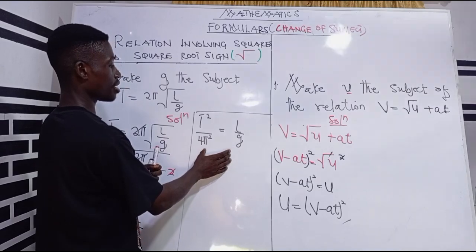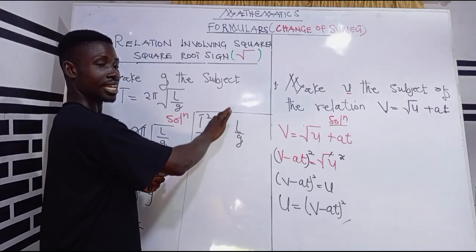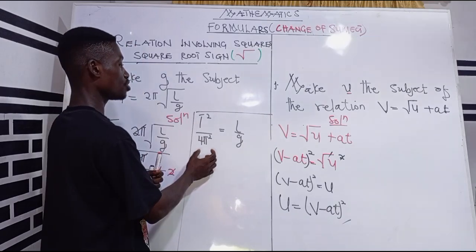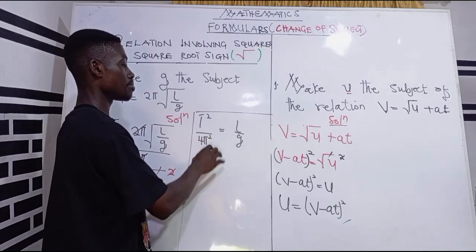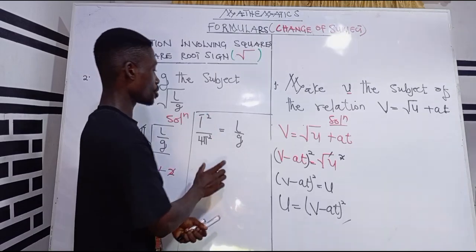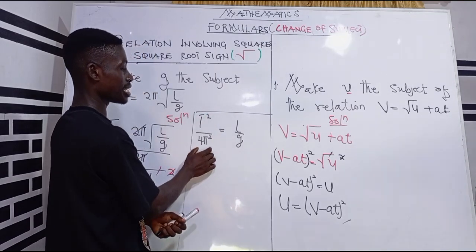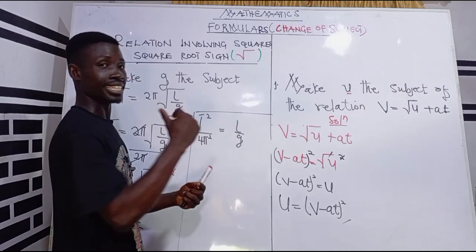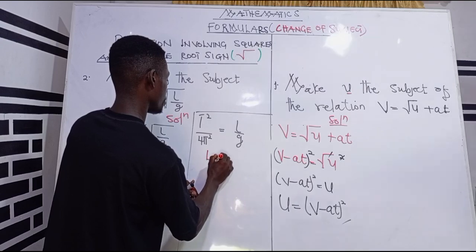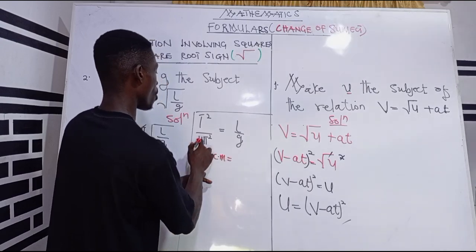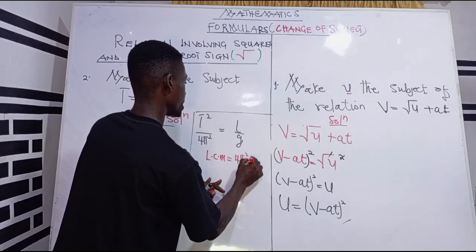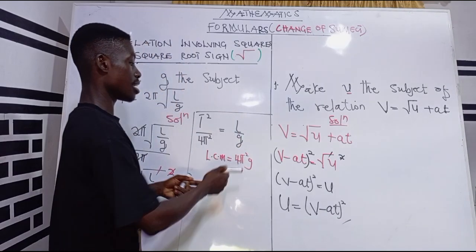Now realize that we have a fraction at this very point. So what we are going to do is multiply both sides of the equation by the LCM of the denominators of the fraction. So these are the denominators. We are going to find the LCM of the denominators like the previous one that we did. So our LCM is going to be 4 pi squared times G. What? 4 pi squared G. So this is the LCM.